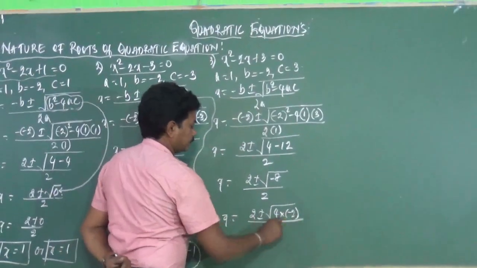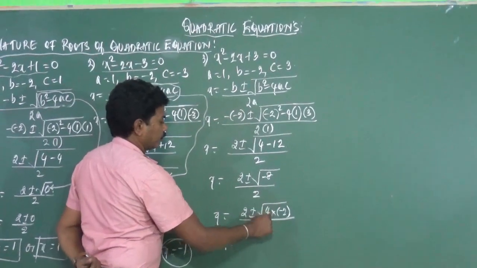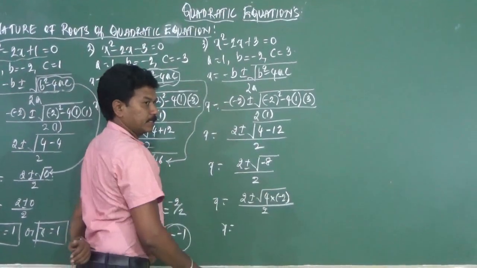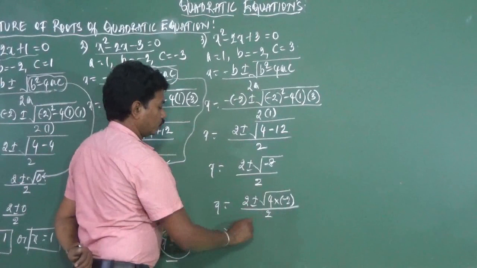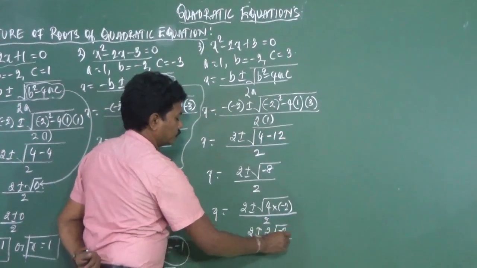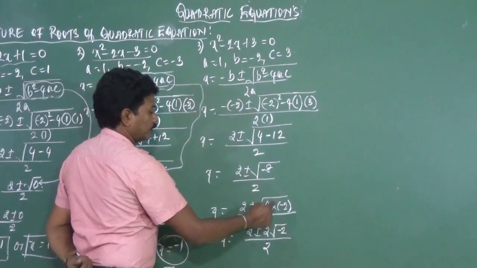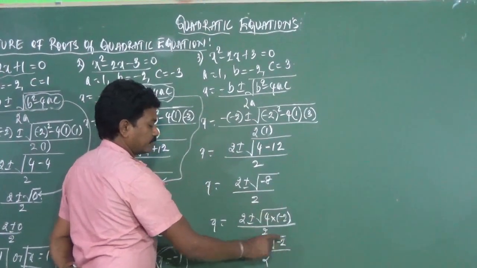So by 2. So x is equal to square root of 4 into square root of minus 2. So the square root of 4 is 2, so 2 plus or minus 2 root minus 2 by 2. Right? The square root of 4 is 2, and the square root remains for minus 2, I have written it.